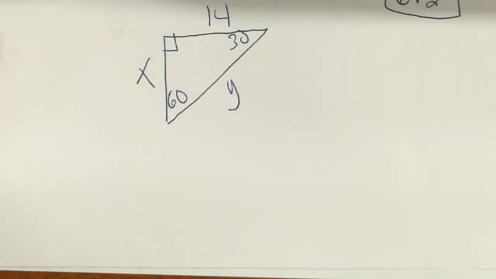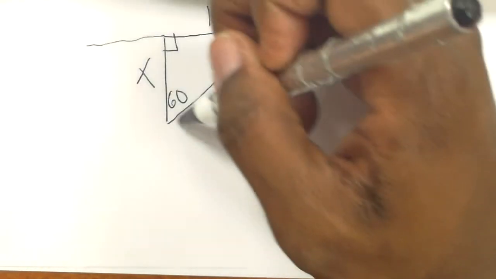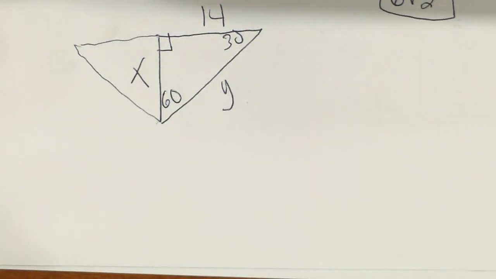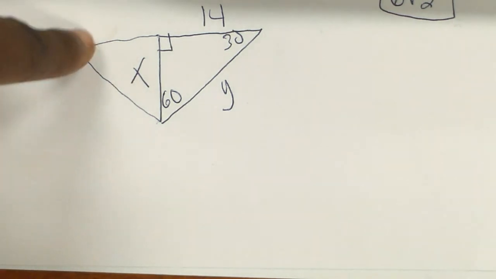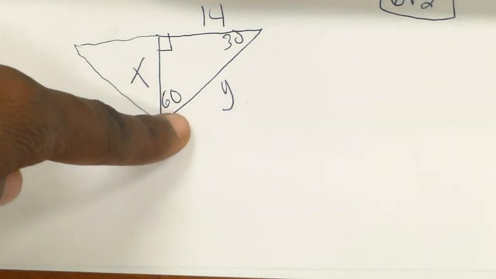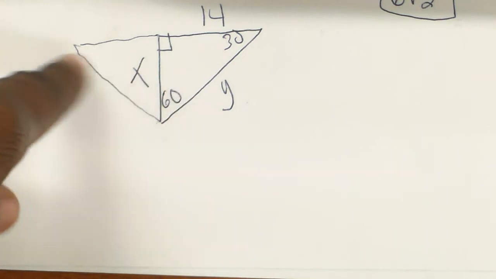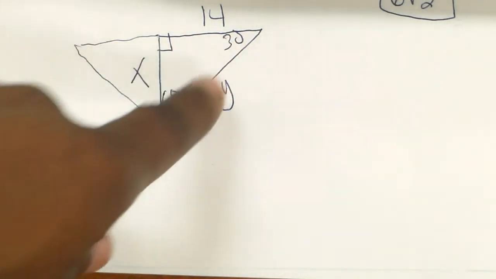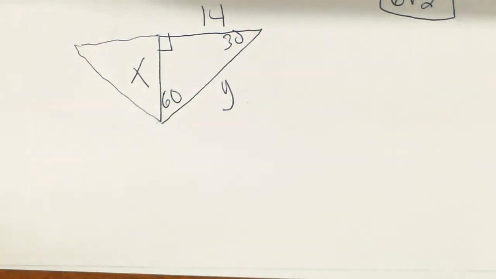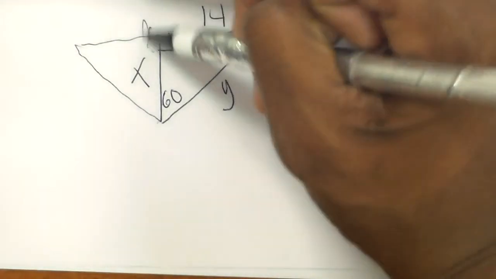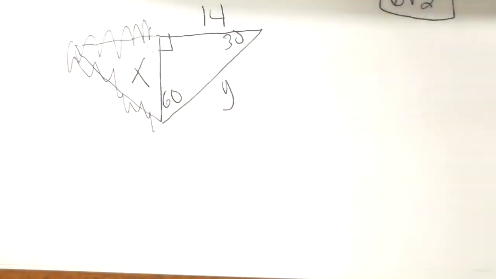Just something for food for thought. Remember, a 30, 60, 90 triangle can be drawn from an equilateral triangle. And remember, equilateral triangles are 60, 60, and 60. So when you split an equilateral triangle, it cuts it into a 60, and then these two would be 30. Just saying it while I'm talking about it. So let's ignore this. Just wanted to remind you about equilateral triangles being split into 30, 60, 90s.